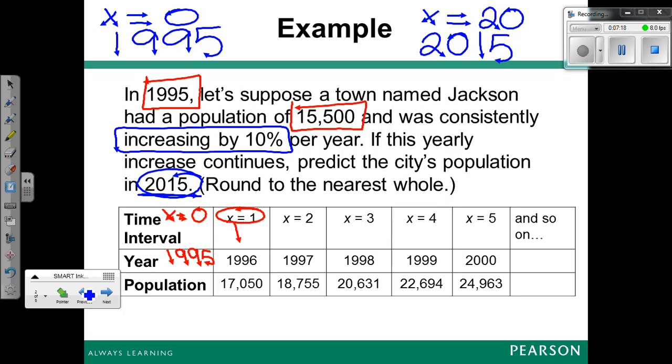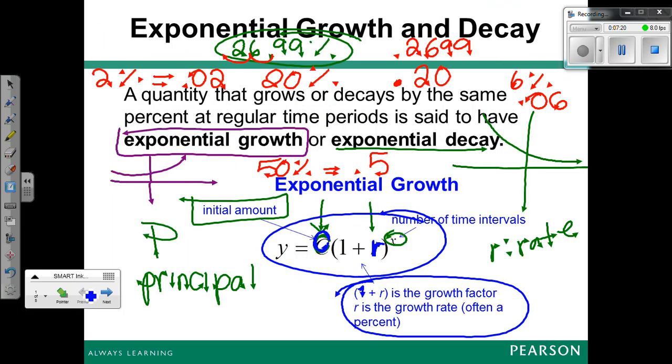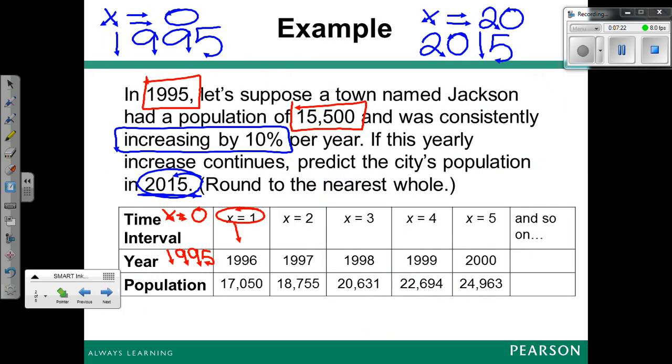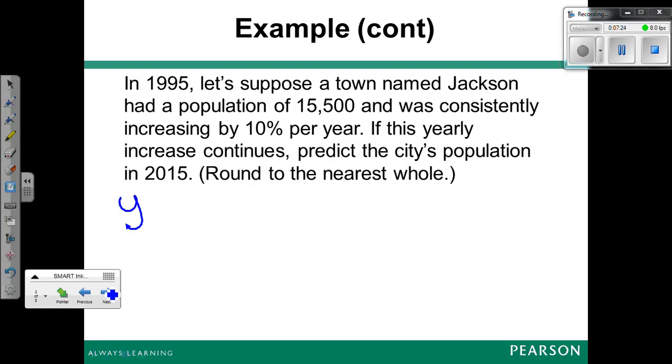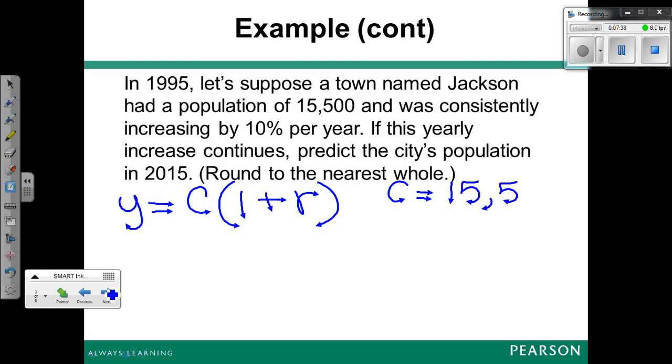And so just to keep the same notation, we're using Y. We will use Y equals C times 1 plus R. We already knew that C is equal to the initial 15,500, and our rate R is equal to 0.10. Remember, as a decimal. So then we're going to substitute here. Here I'm missing an X, sorry.